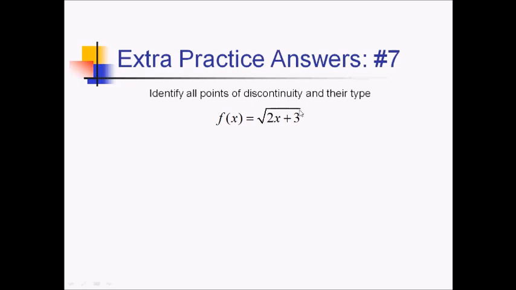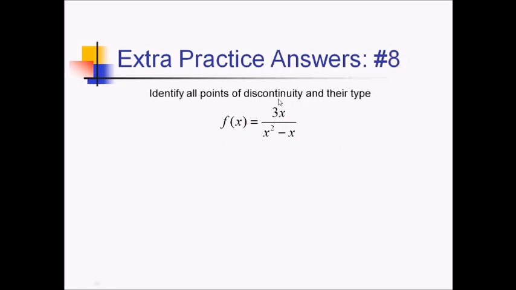For this problem, we're trying to find points of discontinuity and their type. So this is a radical function, and we know that we can't take square roots of negative numbers. So this function has an undefined area where 2x plus 3 is less than 0. Solving for x, we subtract 3, divide by 2, so we can say we're undefined if x is less than -3/2.